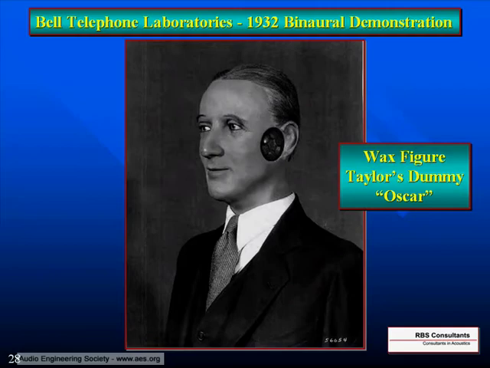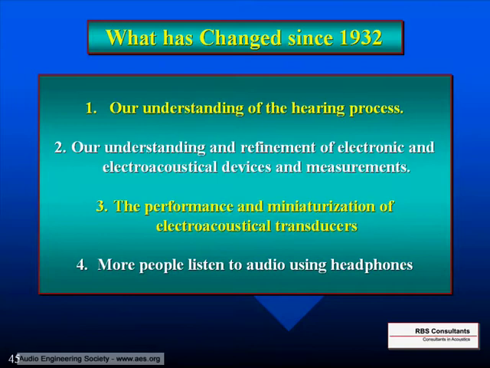So, as we move ahead in time, what are some of the things that have changed since 1932 when this work was being done? Well, we've learned a lot more about the hearing process. Certain tools allowed us to make measurements, studies were done and so forth. And our understanding and refinement of the electronic and electroacoustical devices and their measurements has improved. And miniaturization of electroacoustic transducers has certainly been a factor.